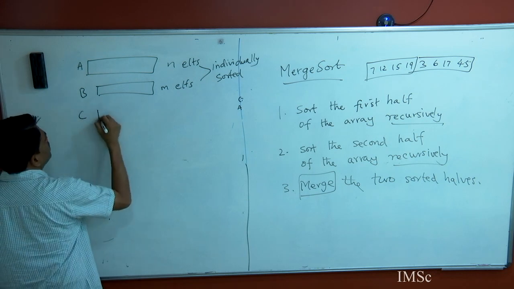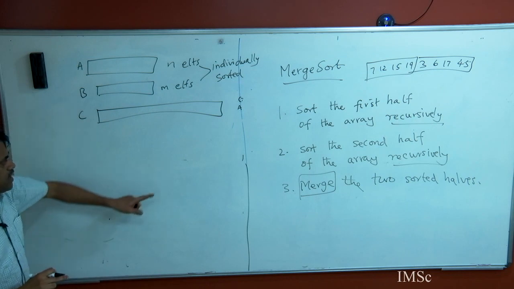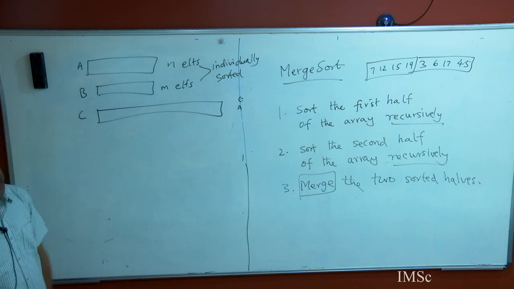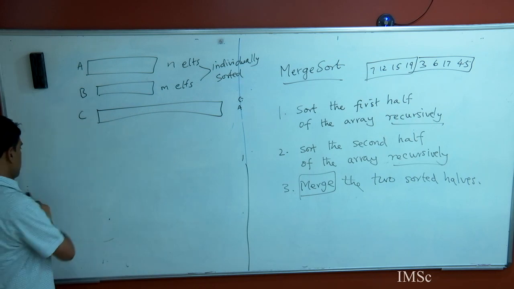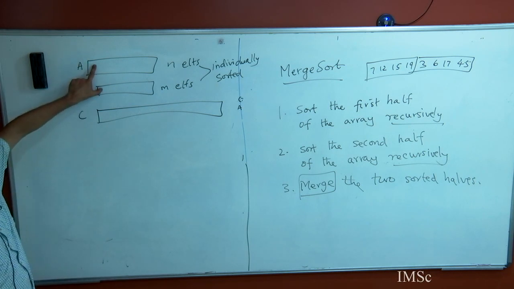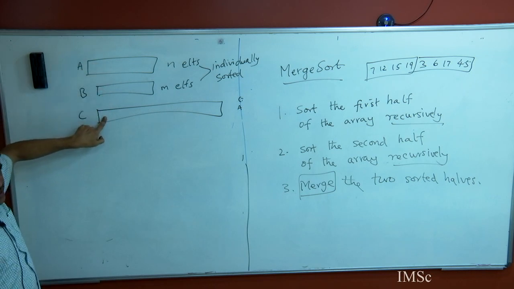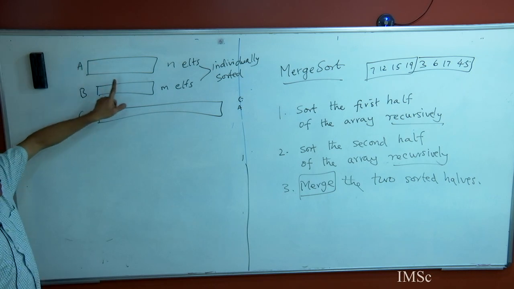And I want to output in this big array C. So let's use an external array which has m plus n elements. So how does the algorithm work? We are going to compare the first element of A and the first element of B, whichever is smaller will get output here, and then you move the pointer.